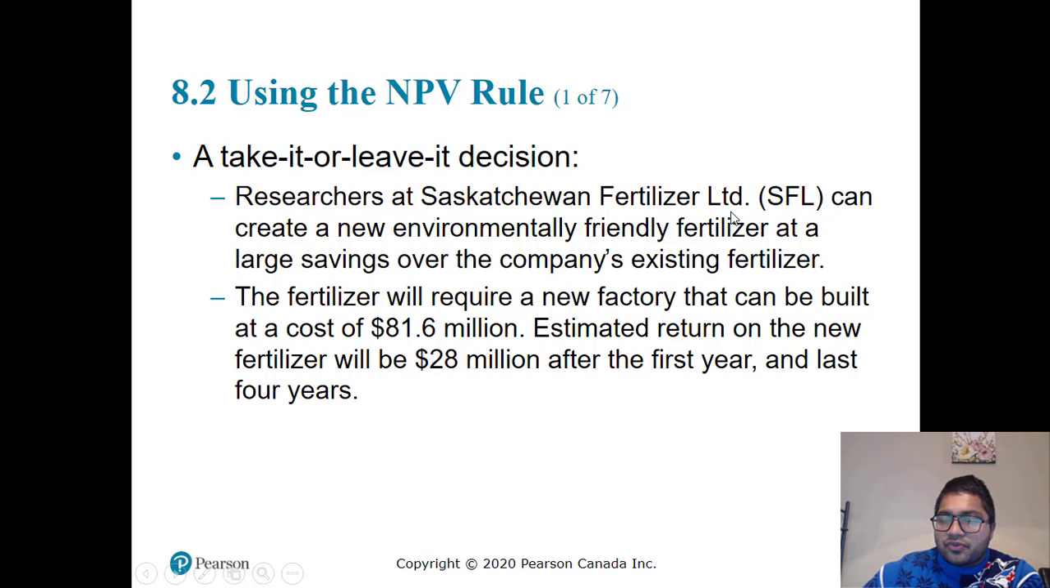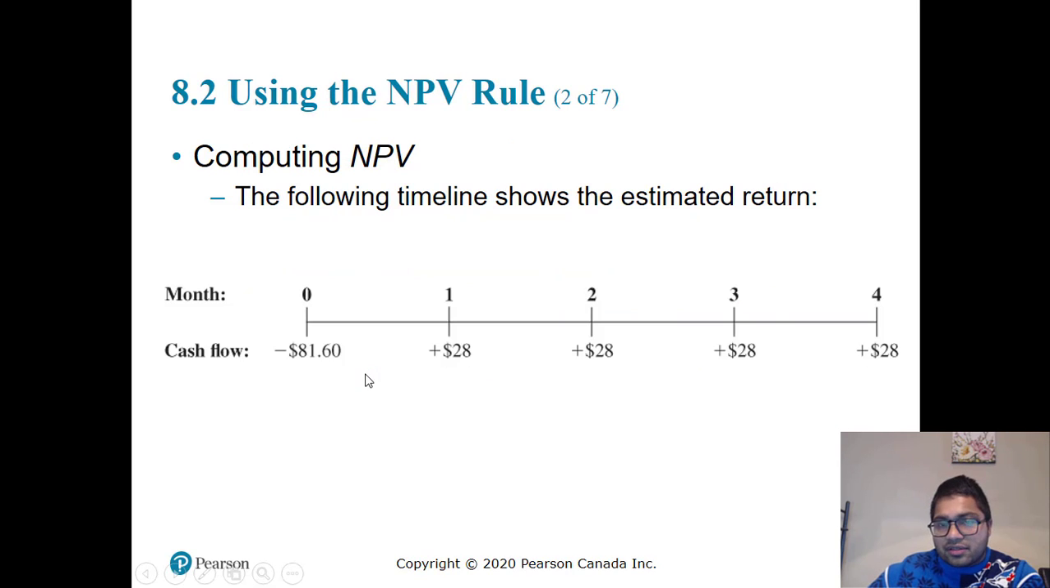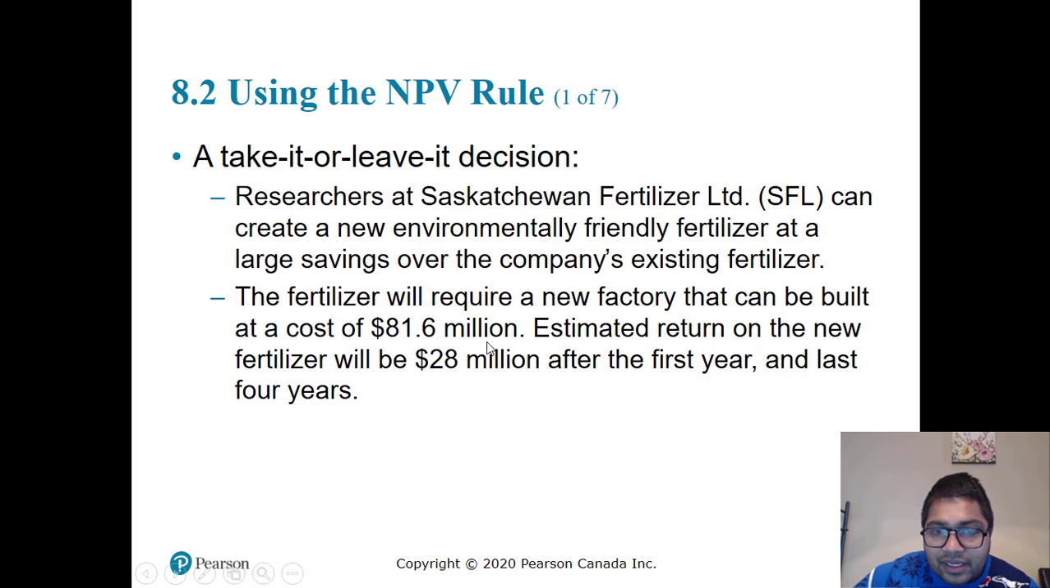Resources at Saskatchewan Fertilizers Limited can create a new environmentally friendly fertilizer at a large saving over the company's existing fertilizer. So they are creating a new product. The fertilizer will require a new factory that can be built at a cost of $81.6 million. Estimated return on the new fertilizer will be 28 million after the first year and last for 4 years. Sorry, it is million, I misread it.